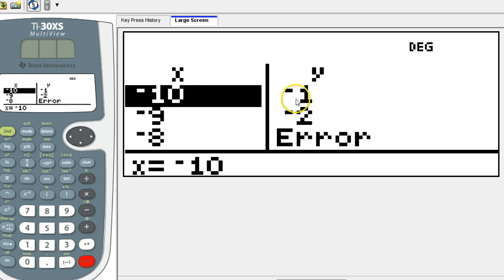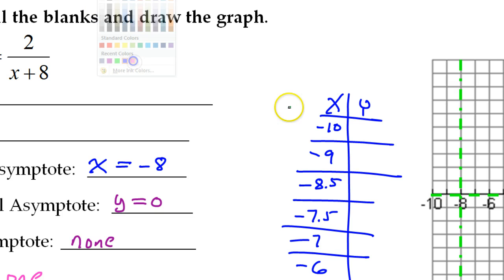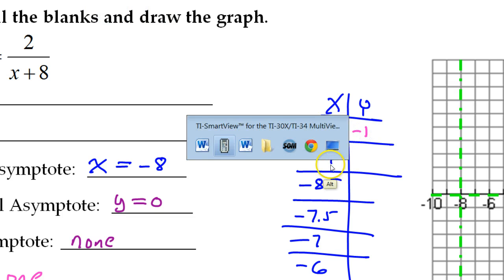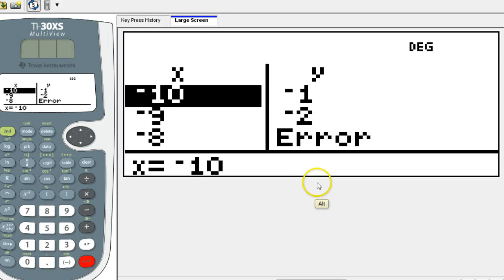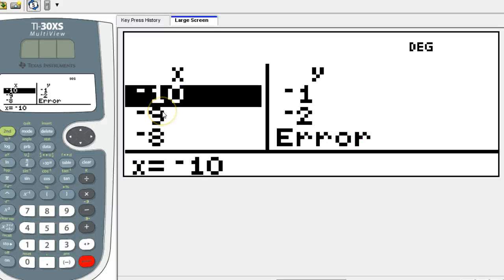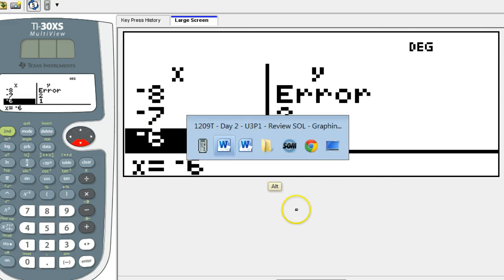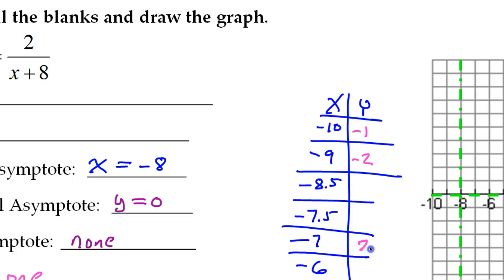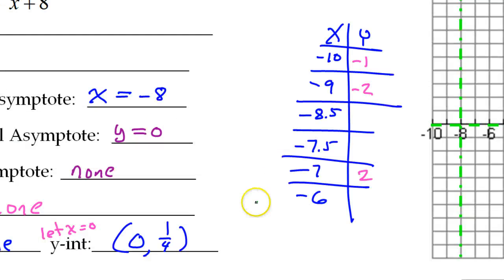At negative 10, we're at negative 1. Negative 9, negative 2. I'll have to do the decimal part later. Now, negative 7 is 2. Negative 6 is 1. Okay, now let's go back and get those decimals I wanted.